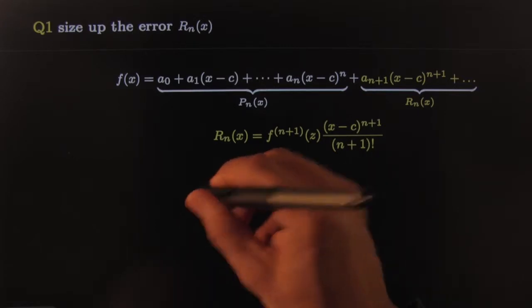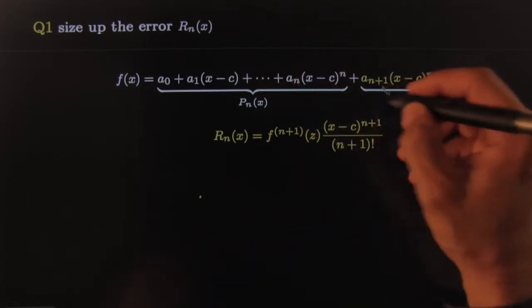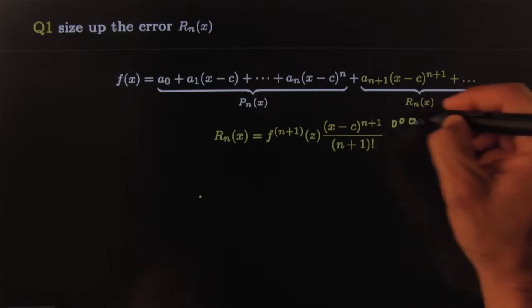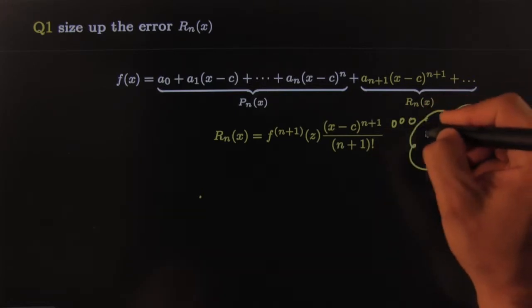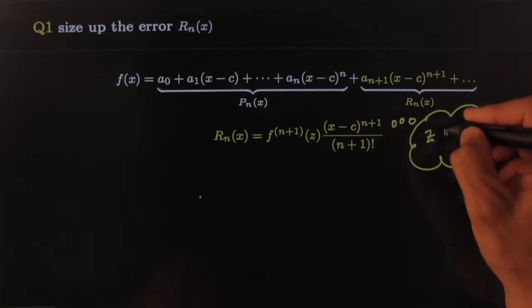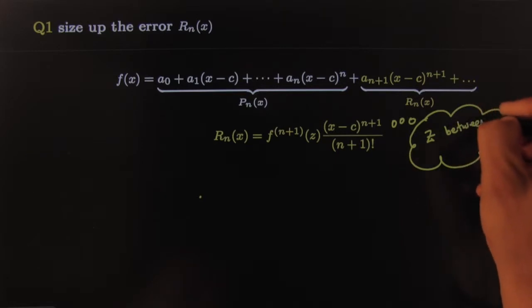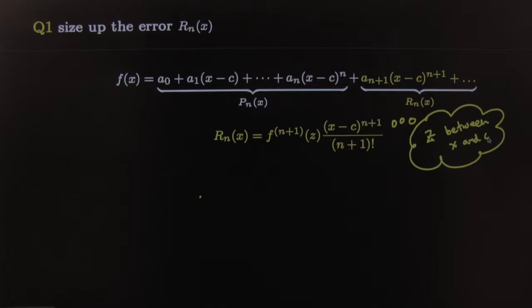You can make a little note here. If you like, you could make a little thinking bubble here, just so we don't forget. z comes from somewhere within x and c.